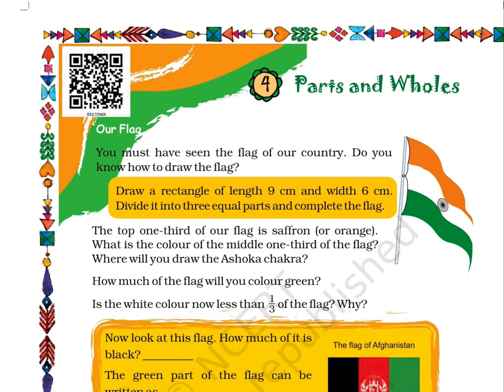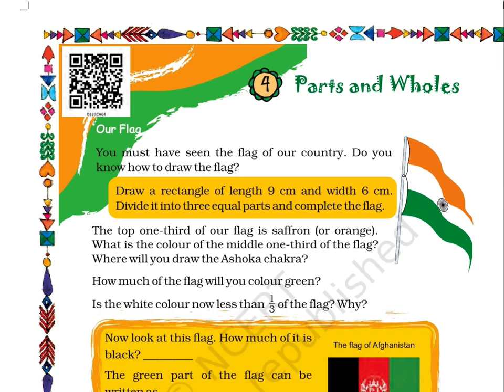On the right side of the page, we see the picture of our national flag. The top 1/3 of our flag is saffron or orange. What is the color of the middle 1/3 of the flag? Where will you draw the Ashoka Chakra? How much of the flag will you color green? Is the white color now less than 1/3 of the flag?